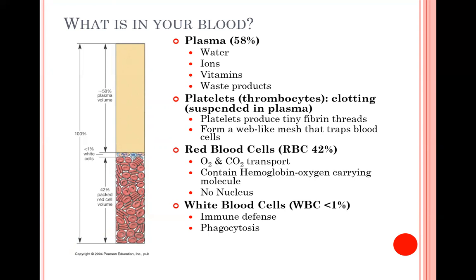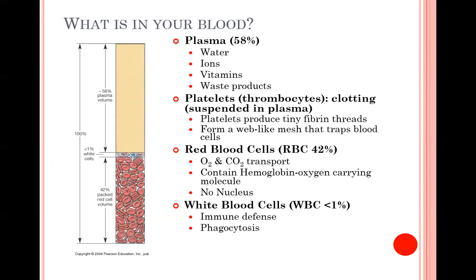Platelets have to do with your clotting. They are suspended in the plasma, and they're also called thrombocytes. Platelets produce tiny fibrin threads, and they form a web-like mesh that traps blood cells, and that's what forms a clot. Then you have your red blood cells, which make up roughly 42%. So plasma and red blood cells are most of what your blood is.